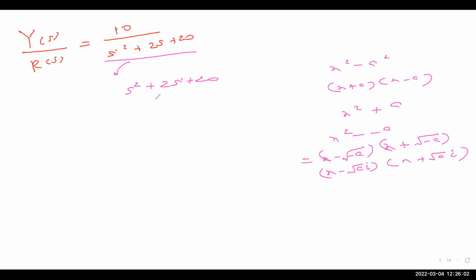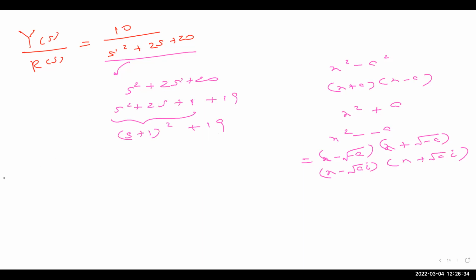If you look at this part, you can write this as s squared plus 2s plus 1 plus 19, right? So this is simply s plus 1 squared, this part simply s plus 1 squared plus 19. So we can write this using this technique.